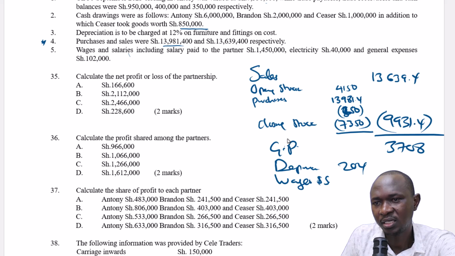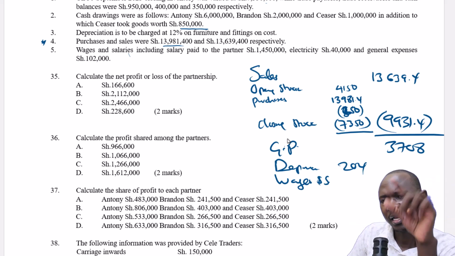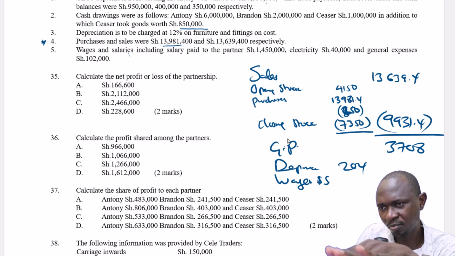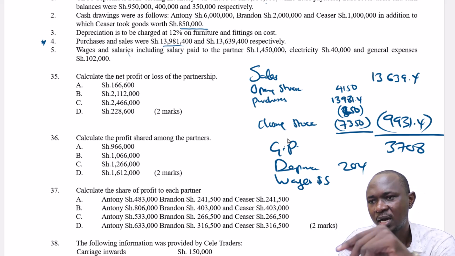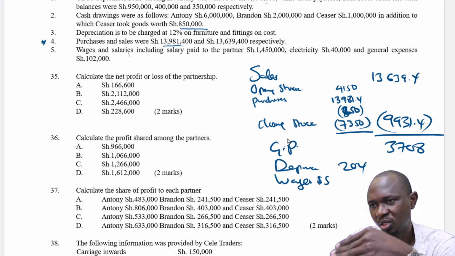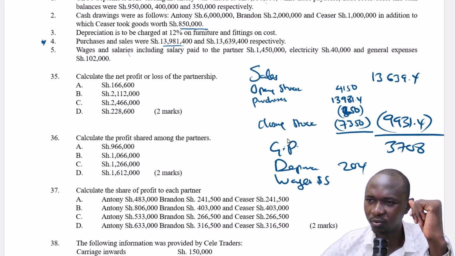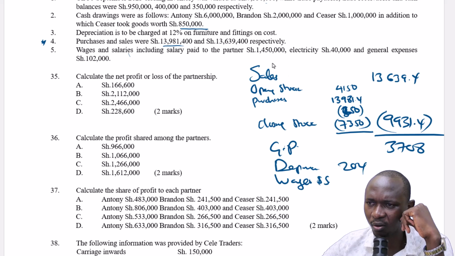Wages and salaries paid, including salary paid to the partner. Now this salary paid to the partner, we have to remove it from here. Salaries paid to the partner are not part of the profit and loss; that one will come later and affect their current accounts. So it will come in the appropriation account. Let's get rid of it from the profit and loss account, because he's one of the owners.